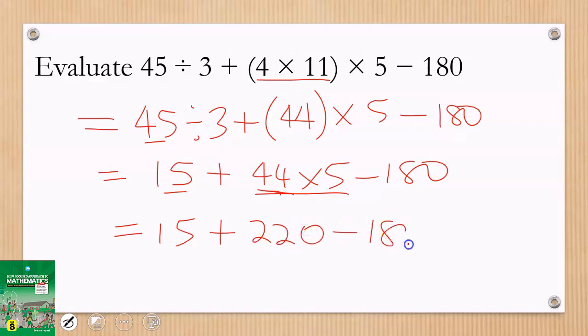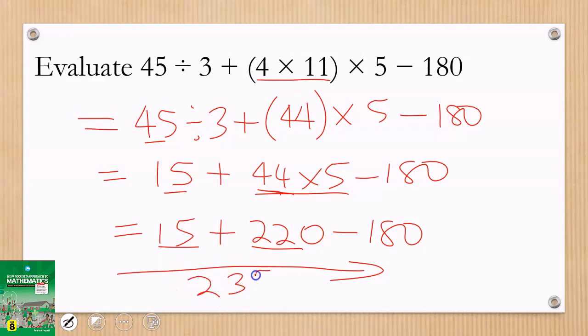Before the minus 180, and then we have this. Now, when we come to addition and subtraction, don't worry, just go from left to right, and it will give you the same result. So 15 plus 220 is going to give me 235, then minus 180. If you do your subtraction very well, you get 55 as your answer. This is how we applied the BODMAS in dealing with this.